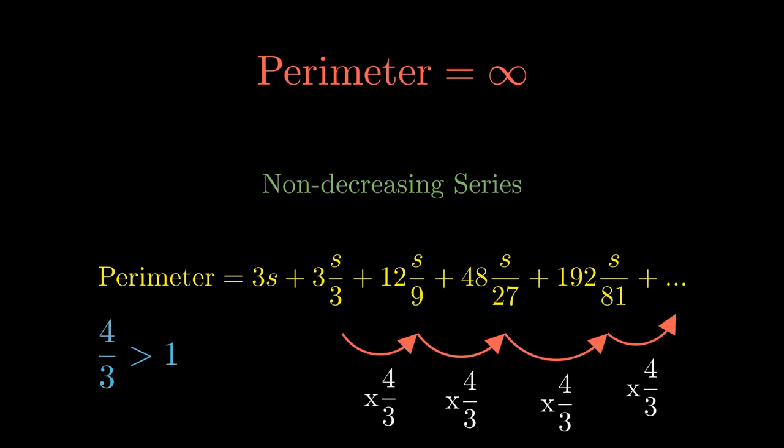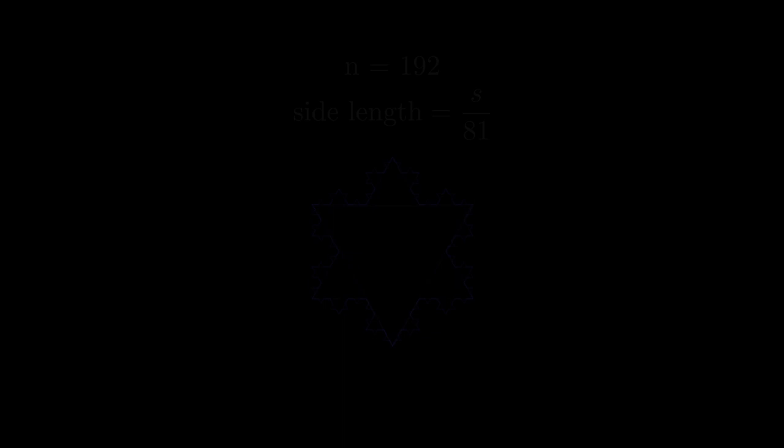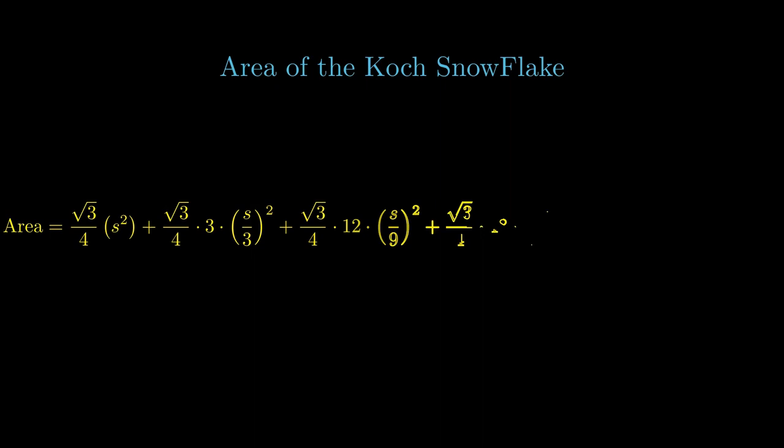Now let's talk about the area. This is going to be easy, as we know that the side length becomes s/3^n at every nth iteration, and the number of sides increases by a factor of 4. As the area of an equilateral triangle is given by the formula square root of 3 divided by 4 times the side length squared, we can simply write the area of the snowflake fractal as this series.